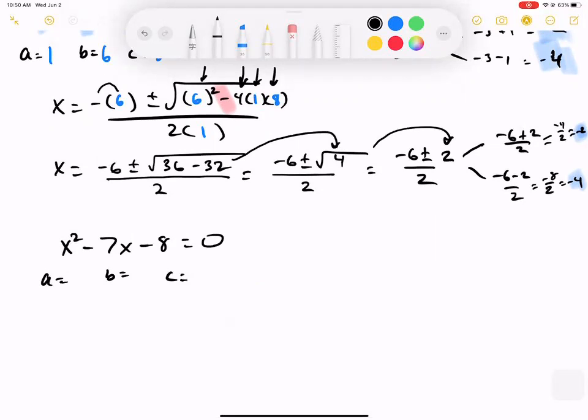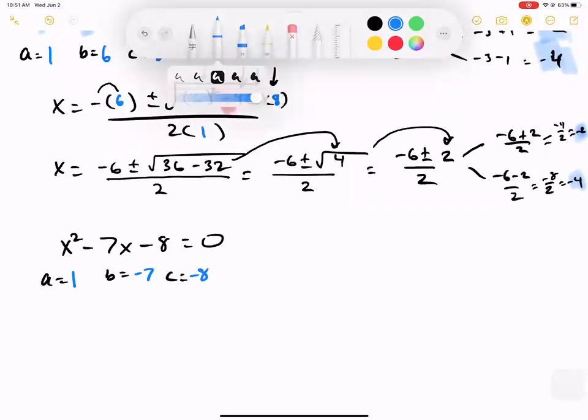A is in front of x squared. B is, of course, in order: A, B, C's, okay? Now make sure you also took the negative signs. This is an invisible 1, negative 7, and negative 8. If you didn't do that, go back and double check them. That's one of the biggest mistakes that kids make. They forget the negative signs.